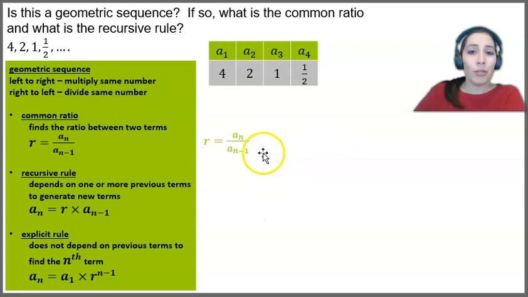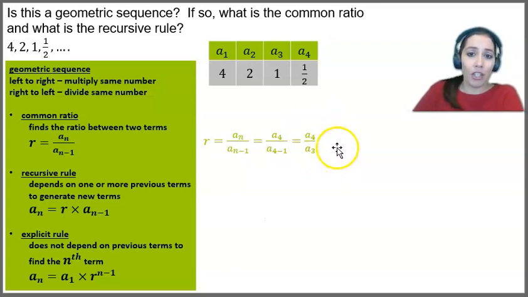So when I am doing any kind of ratio, I always like to start at the end to find the common ratio. So I'm going to make my n equal to 4. So that would be a sub 4, and then instead of a sub n minus 1, it'll be a sub 4 minus 1. Well, that will reduce to a sub 4 over a sub 3. So if you notice, the common ratio formula, all it's telling you is pick one term, divide it by its previous term, and you will get the common ratio.